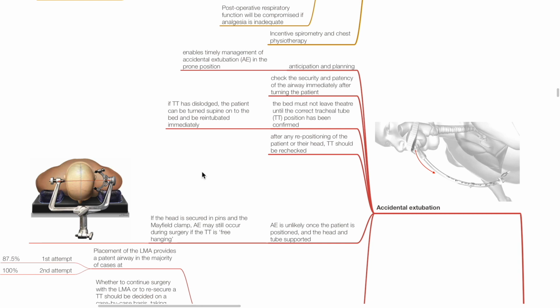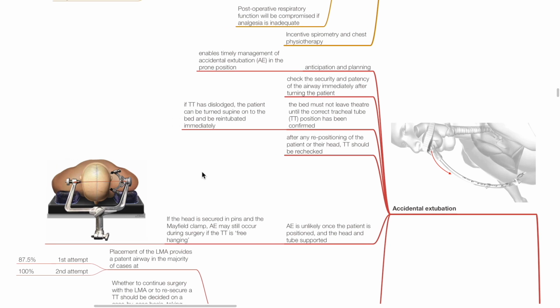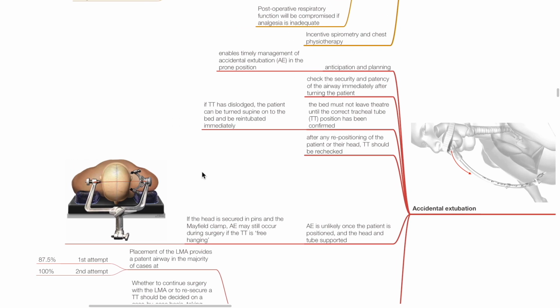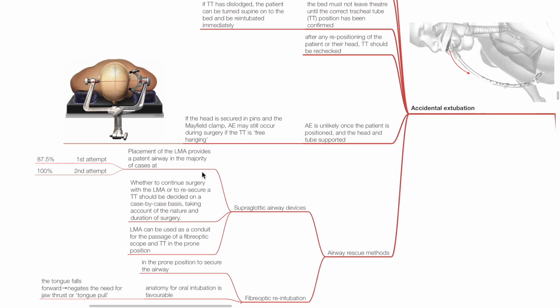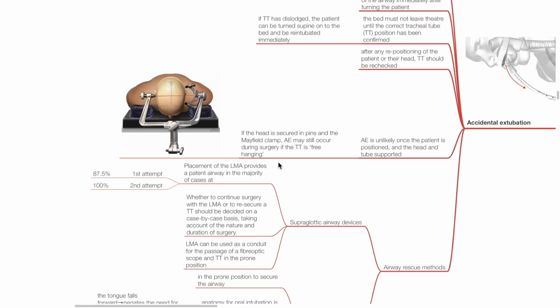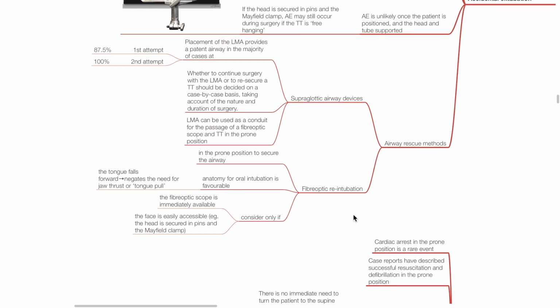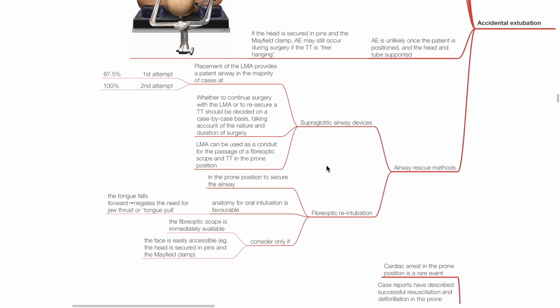If the tracheal tube has dislodged, the patient can be turned supine onto the bed and be re-intubated immediately. After any repositioning of the patient or their head, the tracheal tube position should be rechecked. Accidental extubation is unlikely once the patient is positioned and the head and ETT are supported. If the head is supported by pins and the Mayfield clamp, accidental extubation may still occur during surgery if the tracheal tube is free-hanging. Options for airway rescue include supraglottic airway devices and fiber optic re-intubation.